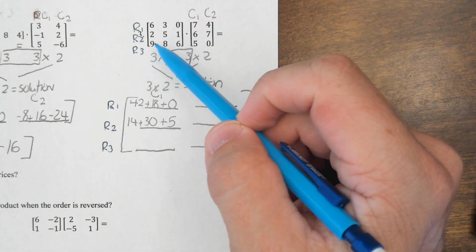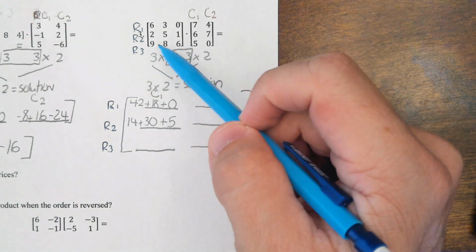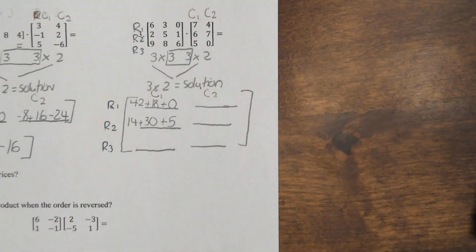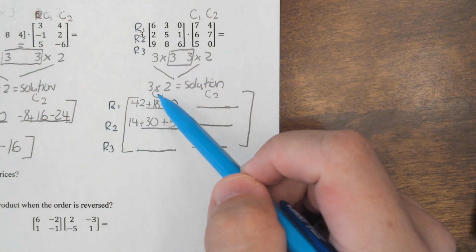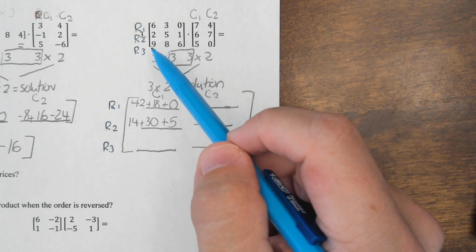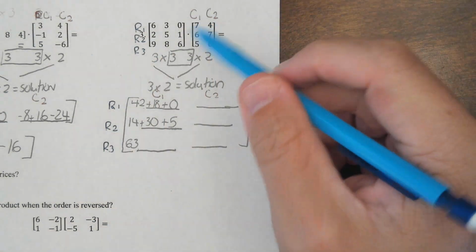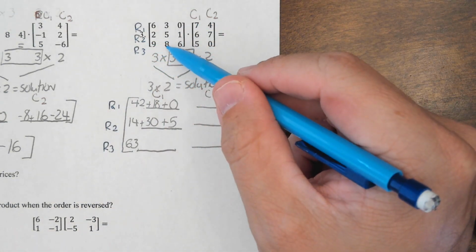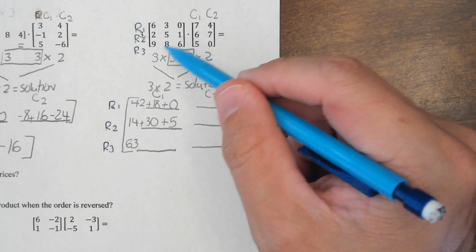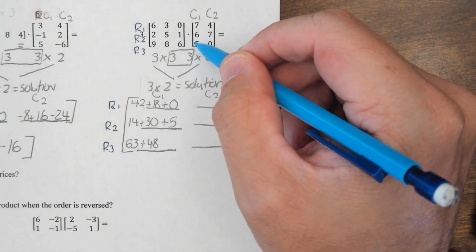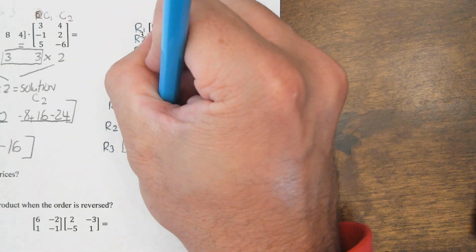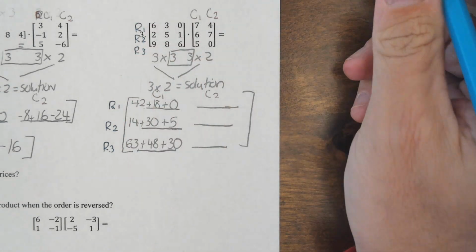Now we're looking at row 3. So we've got row 3 times column 1. The first element in row 3 is 9. The first element in column 1 is 7. So 9 times 7, 63. Second element in row 3 times second element in column 1. 8 times 6, 48. And then the third element in row 3 times the third element in column 1. 6 times 5, 30.